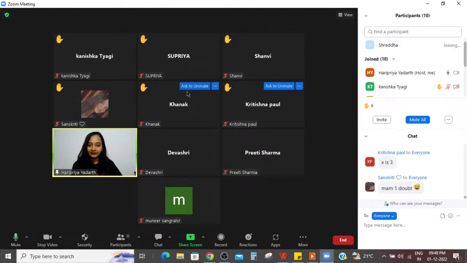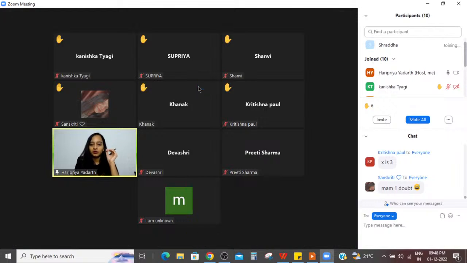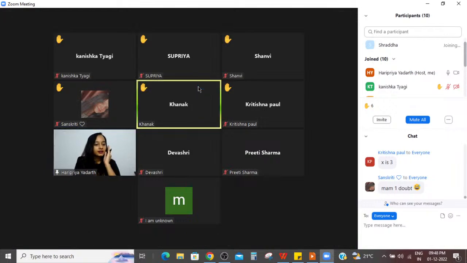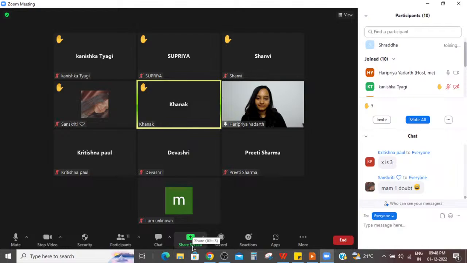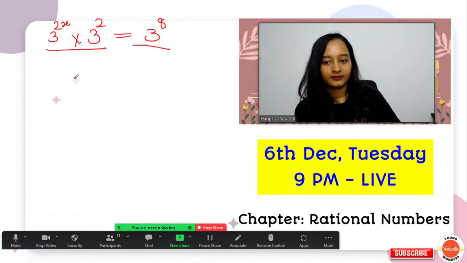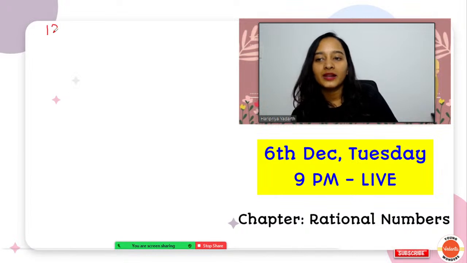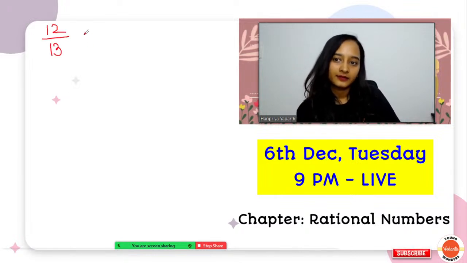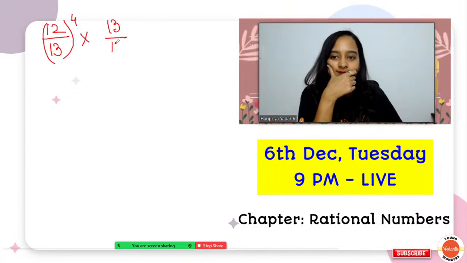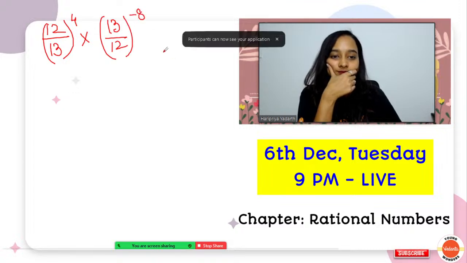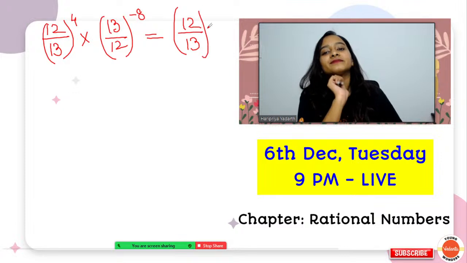Then we have Khanak. Okay, Khanak has a doubt. Good evening, ma'am. Ma'am, I have a doubt in question number 15. If 12 upon 13 to the power 4, into 13 upon 12 to the power minus 8, is equal to 12 upon 13 to the power 2x, then we have to find the value of x.